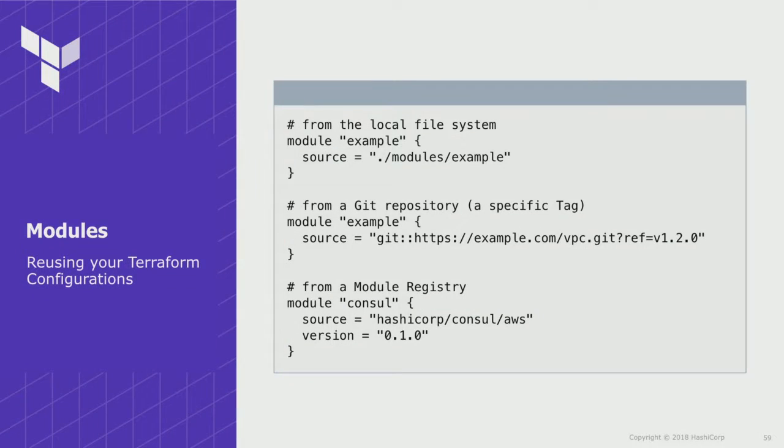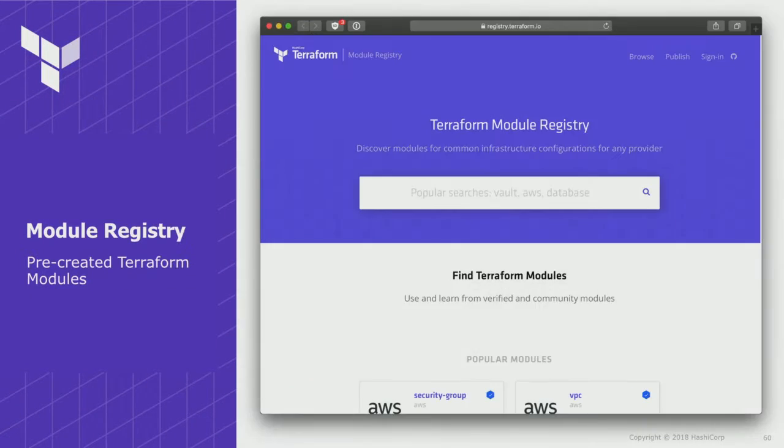And you can also use a module registry. We have a public module registry. There's a few of these available. We have a public one called the Terraform Module Registry. We have a private one. People have written their own. It's just an API.